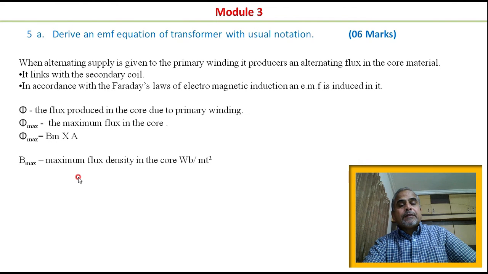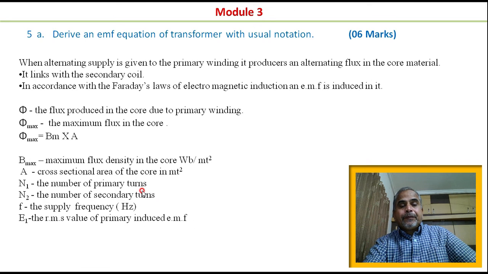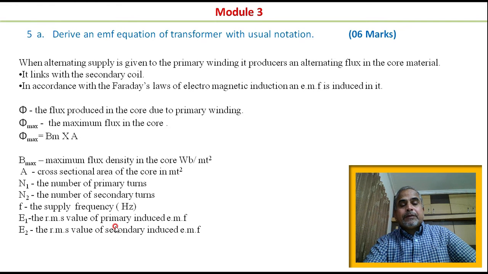It is measured in terms of Weber per meter square. A is the cross-sectional area of the core in meter square. Then N1 and N2 are the number of turns in the primary and secondary windings respectively, whereas f is the supply frequency. These are the nomenclature we are using in the EMF equation of a transformer, where E1 is the RMS value of the primary induced voltage and E2 is the RMS value of the secondary induced EMF.